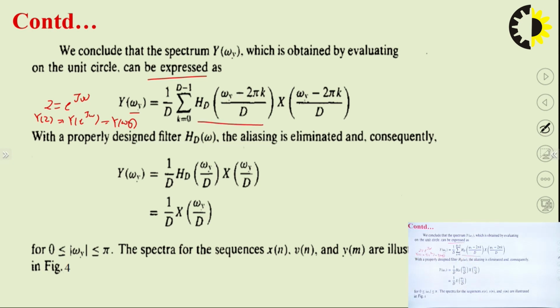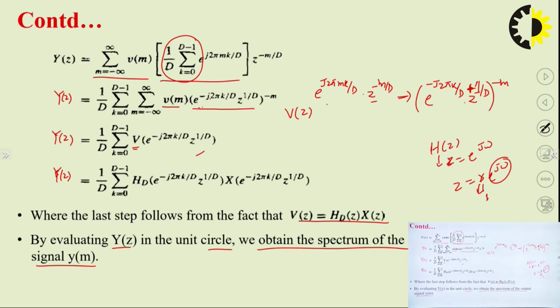So Y(omega y) equals 1 upon d, summation k equals 0 to d minus 1, H_d(omega y minus 2 pi k by d) into X(omega y minus 2 pi k by d). How are we getting this? We are simply writing z equals e to the power j omega in it, and then we will solve it.